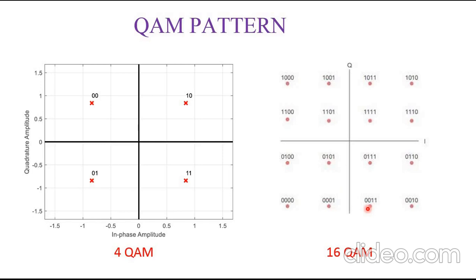While for 4 QAM you can see that with respect to the center the distance is the same. So there is nothing done for amplitude shift keying, where amplitude is constant, because in 4 QAM there are 4 constellation points 0 0, 0 1, 1 1, 1 0, and with respect to the center the distance is the same. There is no change. So it means amplitude is constant here.